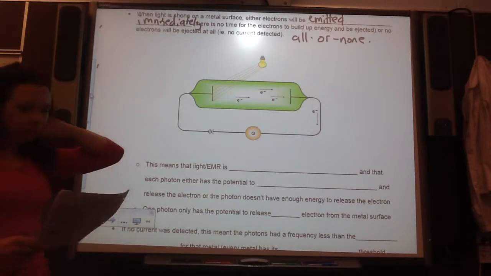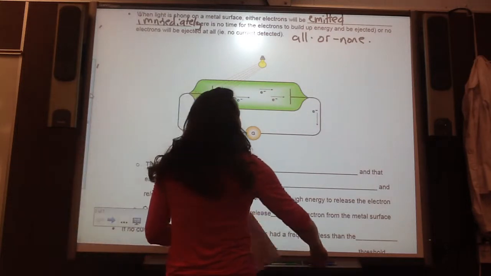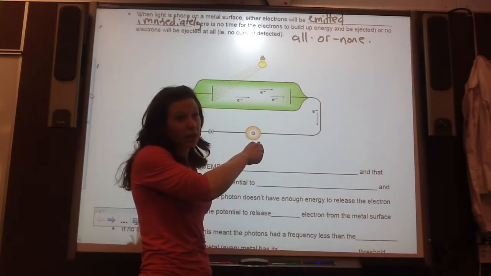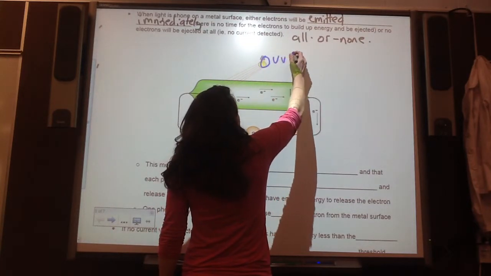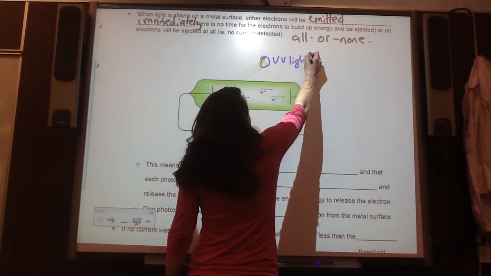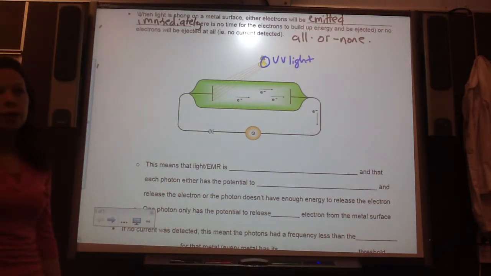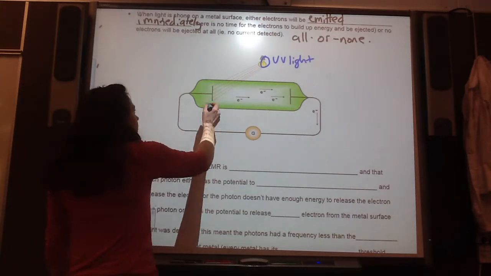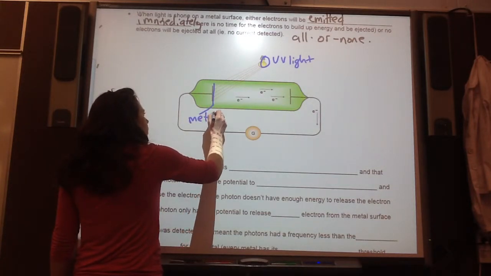So here we have light coming in. Now this is a silly diagram because it shows it like a light bulb. Let's say this is UV light, because if it were just a plain light bulb it wouldn't work. So let's label that: UV light comes in. Here this plate represents a metal surface.